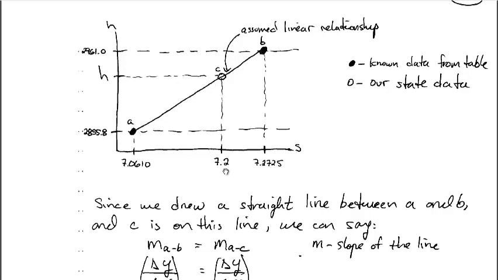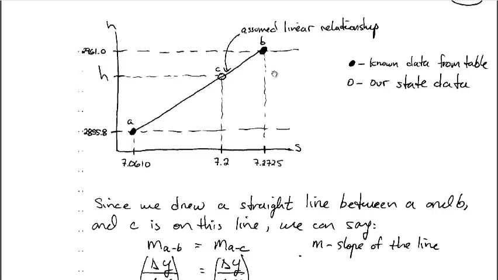Well, the entropy of the substance or the state that we're interested in is 7.2, which is, of course, somewhere between 7.06 and 7.27. So I just sketch 7.2 as being located here. And the enthalpy, therefore, of our state is somewhere between 2961 and 2855. And it's this enthalpy that we're trying to solve for.